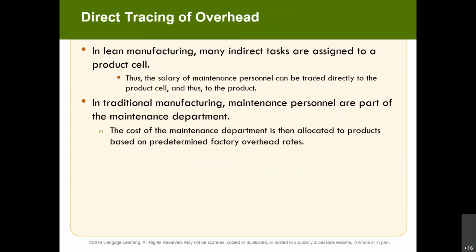In traditional manufacturing, as we know, that's not the case. That's just attributed to factory overhead rates. So the cost of the maintenance department is allocated to products based on predetermined factory overhead rates.